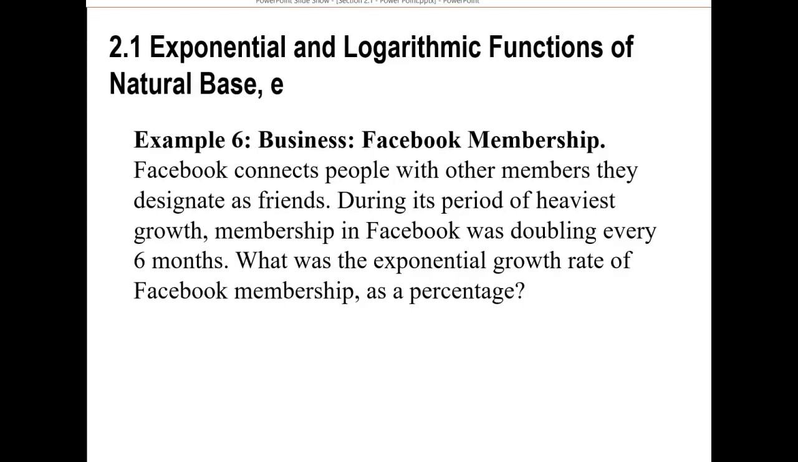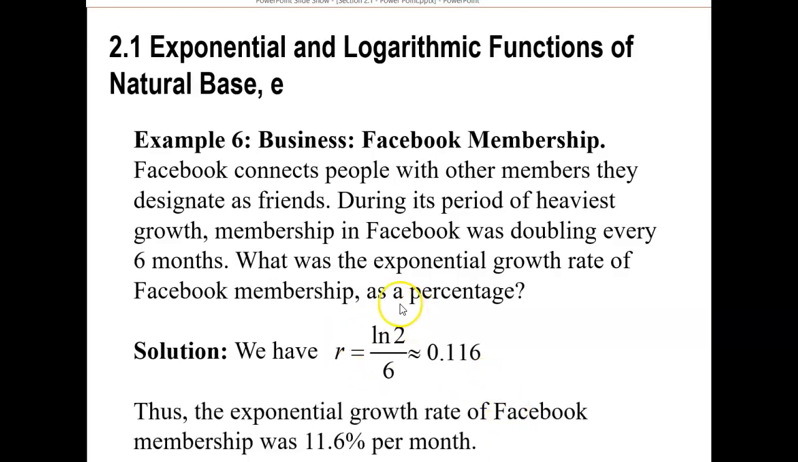So here we're going to calculate r using that formula. If I solve that formula for r, r equals the natural log of 2 divided by capital T, where T was the doubling time. Here, since it says it's doubling every 6 months, our doubling time, or our T value, is 6. So that means the growth rate is the natural log of 2 divided by 6, or 0.116. So as a percentage, if it says to state it as a percentage, 0.116 means that its membership was growing at a rate of 11.6% per month. To convert this back to a percent, we move the decimal to the right 2 places, or multiply by 100.